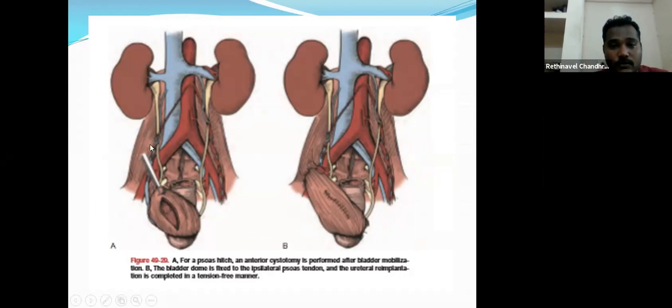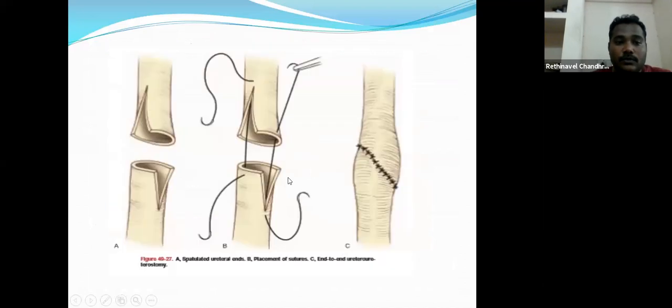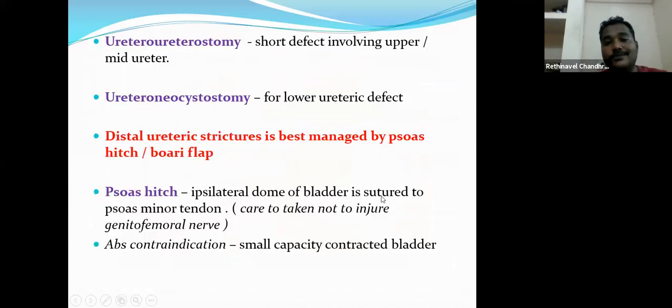While you are suturing to the psoas minor tendon, the nerve that is going to be affected is the genitofemoral nerve, because over the psoas minor tendon only the genitofemoral nerve occurs. So while you are taking the bite, while you are suturing here, you should take care of the genitofemoral nerve. Otherwise, if you get entrapment, then entrapment neuropathy will occur. So in psoas hitch, the ipsilateral dome of the bladder is sutured to the psoas minor tendon, taking care not to injure the genitofemoral nerve.